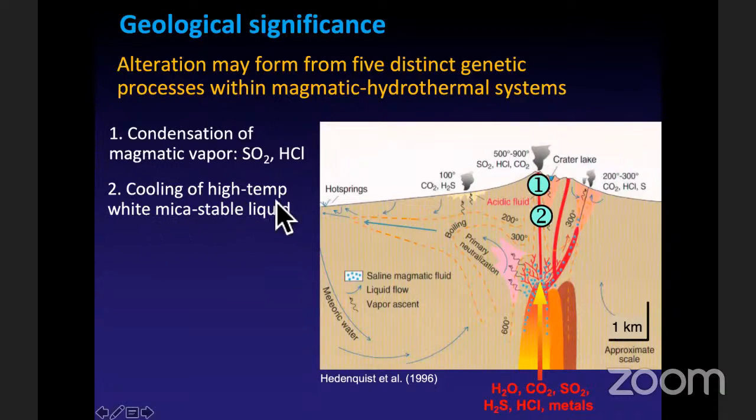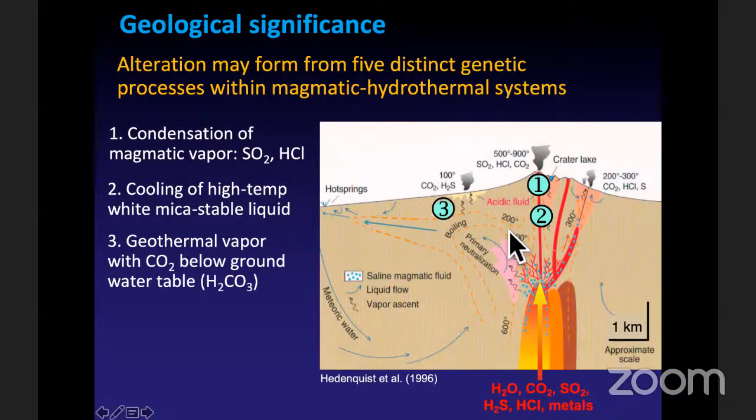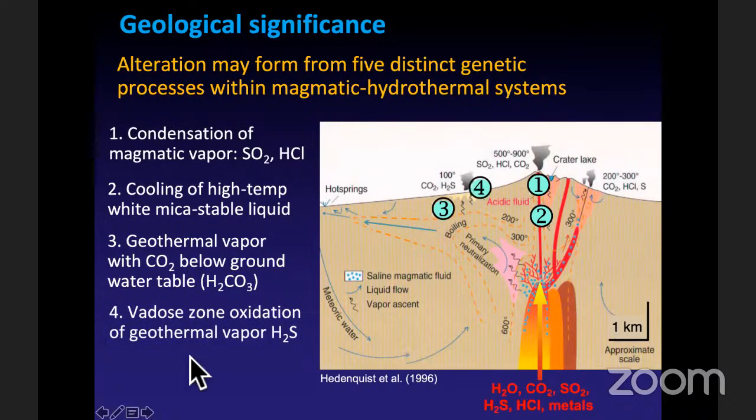Another one is the cooling of a high temperature white mica stable fluid. That is a little deeper. Third is geothermal vapor with CO2 that condenses or is absorbed in groundwaters below the water table and forms carbonic acid. Fourth, the same geothermal vapor, now H2S, excuse me, hydrogen sulfide, is oxidized by atmospheric oxygen above the water table, and this also produces an acid environment.